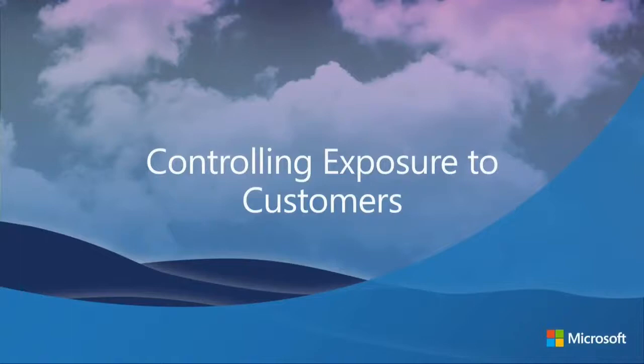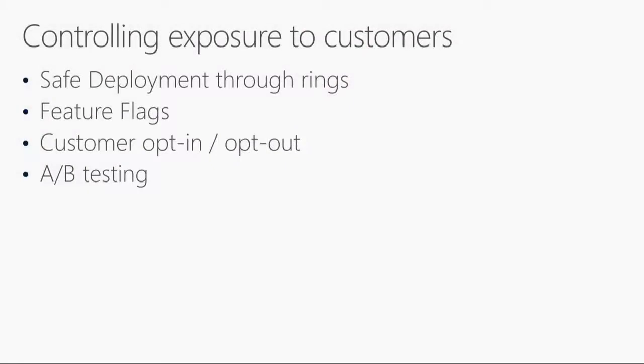Okay, so I know Buck talked this morning some about controlling exposure of features to customers. I wanted to talk about it in the context of these deployments and rings and how to think about that. We have these 4 mechanisms for controlling exposure to customers. We have the safe deployment where bits move through the rings. We have our feature flag tools, customer opt-in and opt-out, and then we have A/B testing. As a team, we really don't use A/B testing. I'm not sure why, but it's just not something we've done a whole lot of. So I'm not going to talk any more about that. Just skip that. We can do it, but we don't.